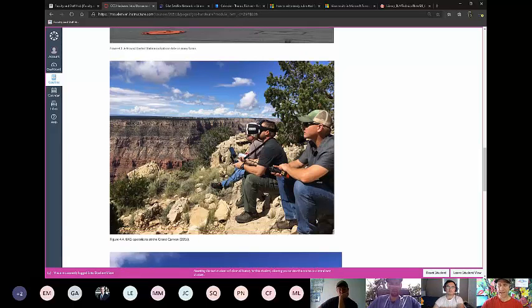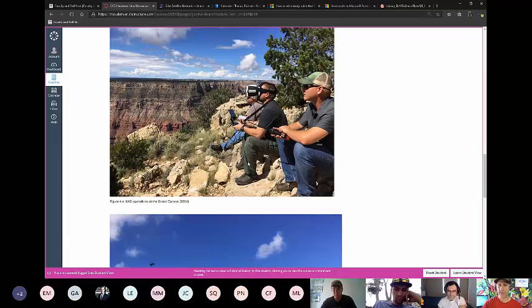This second image is just cool. It's the actual 3DR Solo. We have a couple of pilots and a radio operator, part of the crew here, sitting on the rim of the Grand Canyon. The remote pilot in charge is actually observing the UAS through FPV goggles right here. And FPV goggles are super useful and helpful when we're working in very bright environments like the desert of the Grand Canyon.